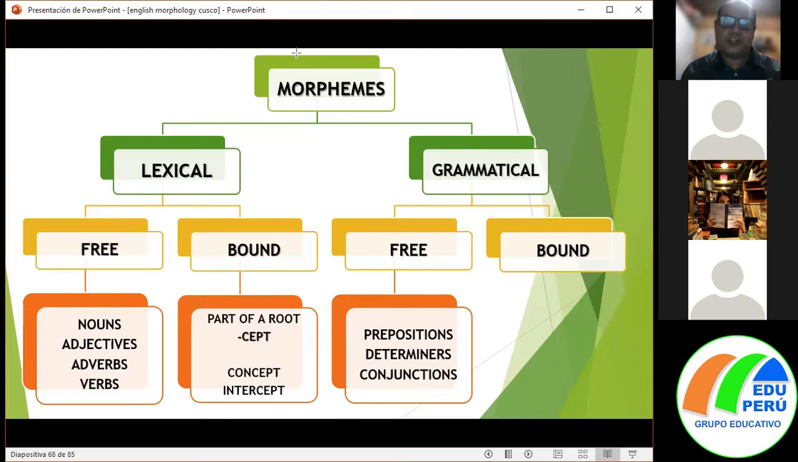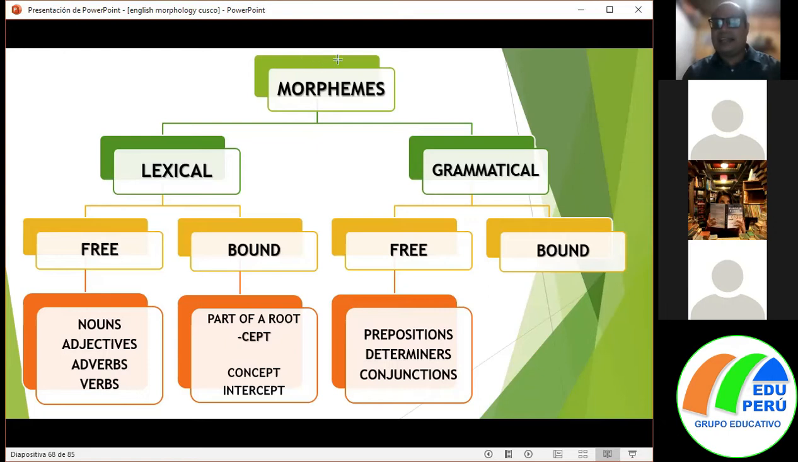And we have more here: auxiliaries, pronouns, possessives. All the function words. Remember, we have content words, which are open, and then we have closed, which are the function words: prepositions, determiners, conjunctions, interjections. So they are called function words, and they belong to the grammatical morphemes because they don't carry a message. They don't carry a definition. Remember, this is a principal difference between the free lexical morphemes and free grammatical morphemes.